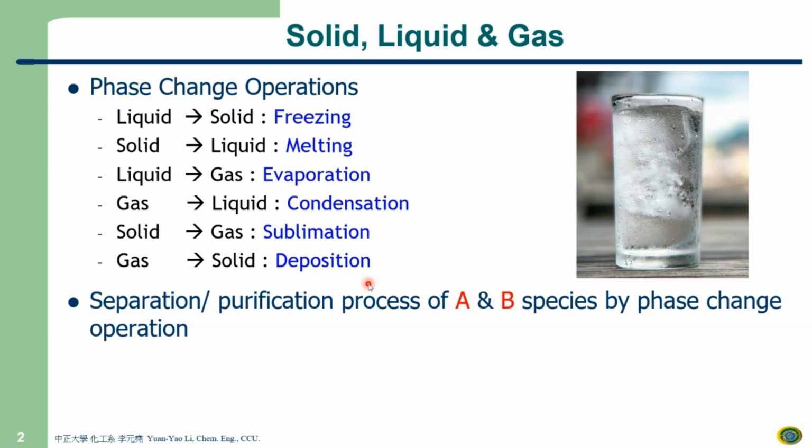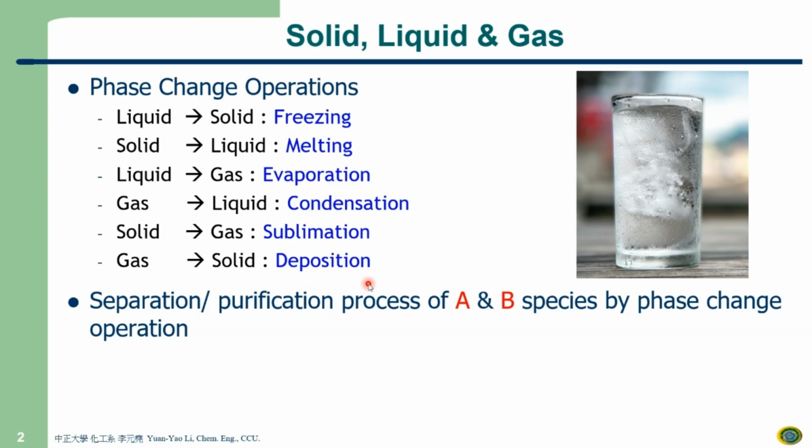For example, chemical vapor deposition. You have a chemical species in the vapor phase, and you deposit it on the solid. So we call it chemical vapor deposition, CVD for short. This is a very common process in the semiconductor industry. Okay, so you have one species, and you do the phase change operation.